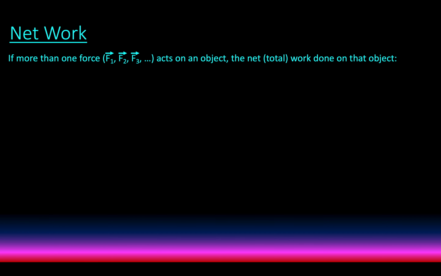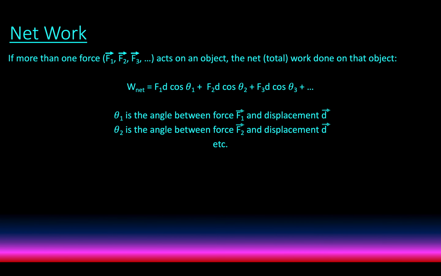Now, as I said, it is possible for more than one force to be acting on an object at the same time. And when that occurs, I could talk about the total work done on an object, or sometimes that's phrased as the net work done on an object. So let's say we have force F1, F2, F3 all acting on an object. I could say the total work done on the object is the work done by force 1 plus the work done by force 2 plus the work done by force 3. And I add up the contribution of the work done by all the forces acting on that object.